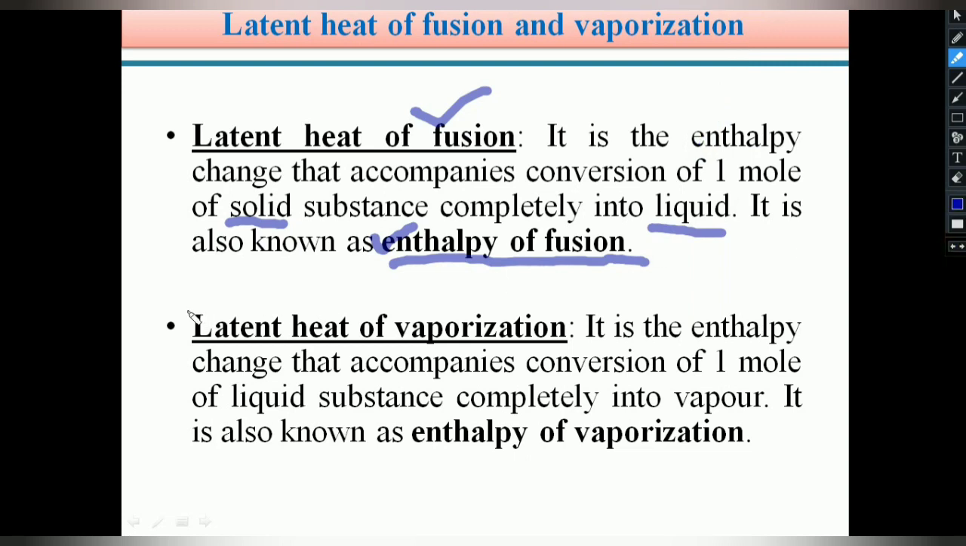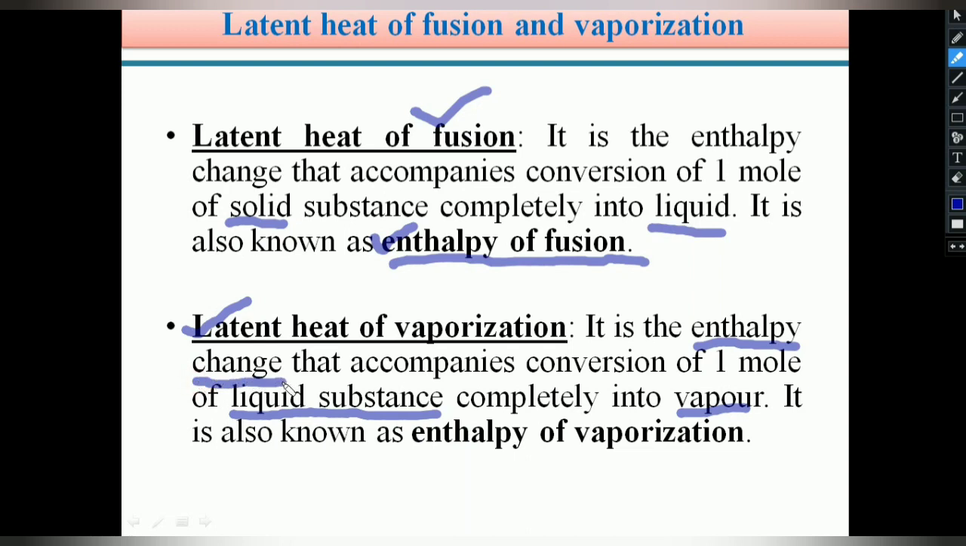Similarly, latent heat of vaporization. In the latent heat of vaporization, same thing. Here, a liquid substance is converted into a vapor state substance. So, the liquid converts into vapor, 1 mole of a liquid substance converted into 1 mole of vapor state substance. During this conversion, the change in enthalpy, or enthalpy change, is known as latent heat of vaporization.